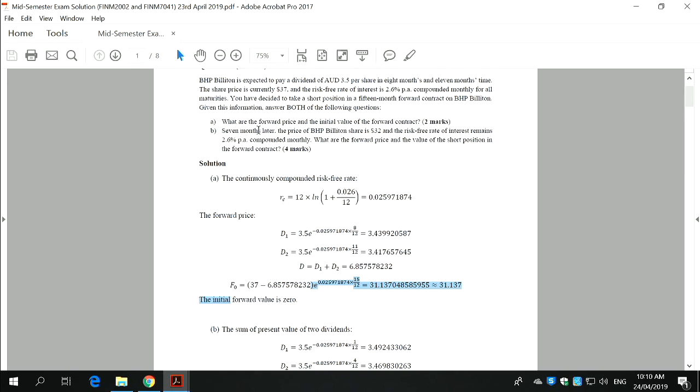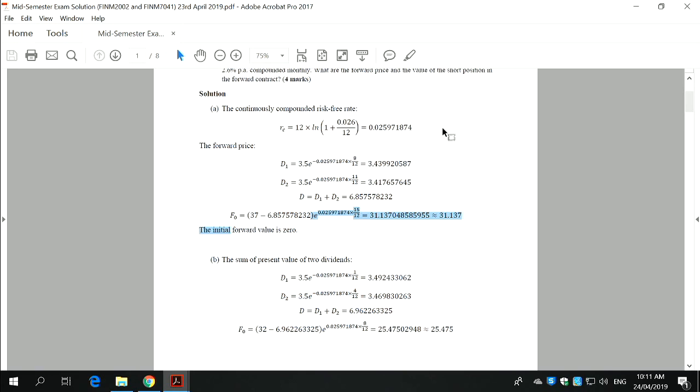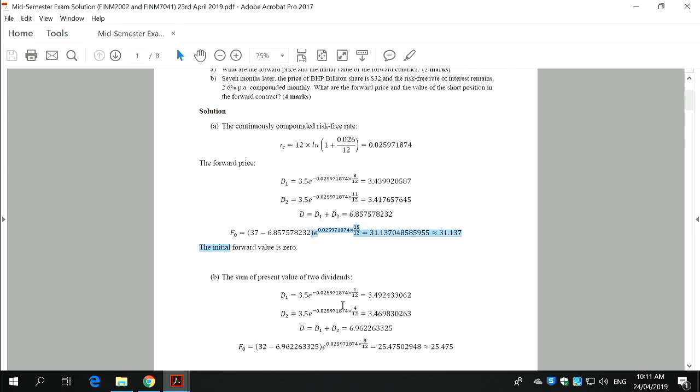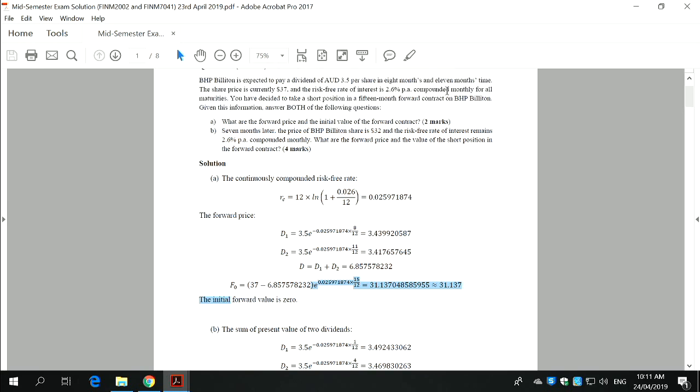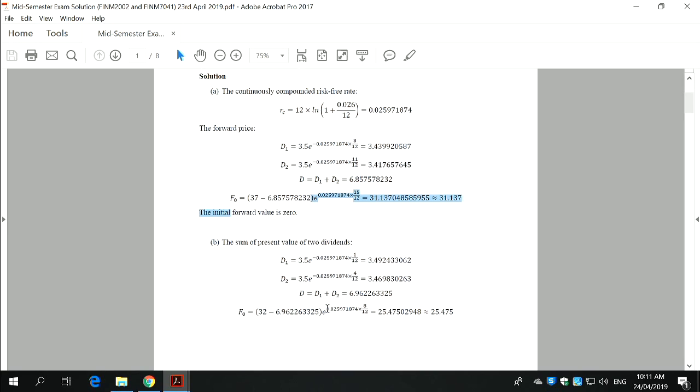Okay, so the second part says 7 months later, the price of BHP is 32, and the risk-free rate of interest remains the same. So what is the forward price, and what is the value of your short position? Okay, again, you still have to discount back your dividends, but this time because it's 7 months later, the first dividend will be paid in 1 month's time, right? So discount back 1 month, and the second dividend will be paid in 4 months' time. So basically 11 minus 7, so you discount back 4 months, and the rest is the same as before.